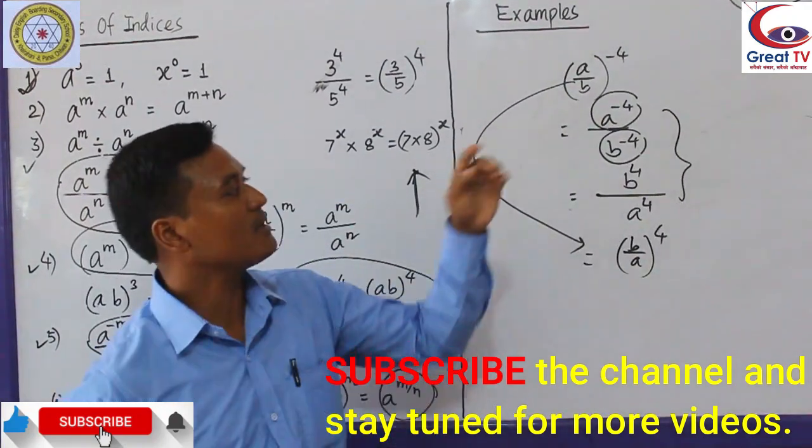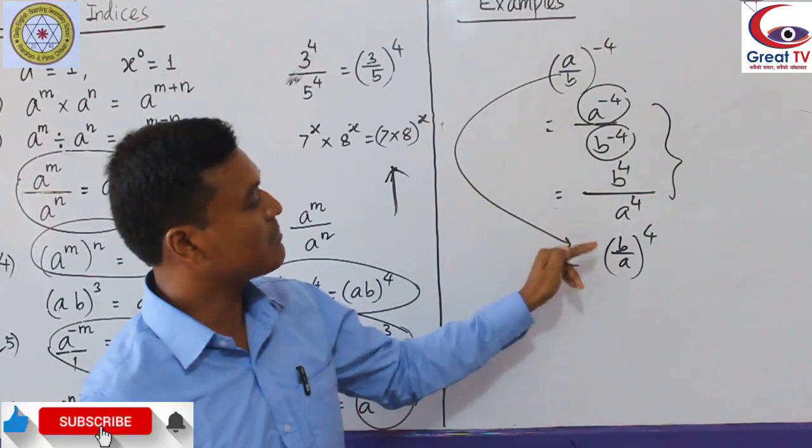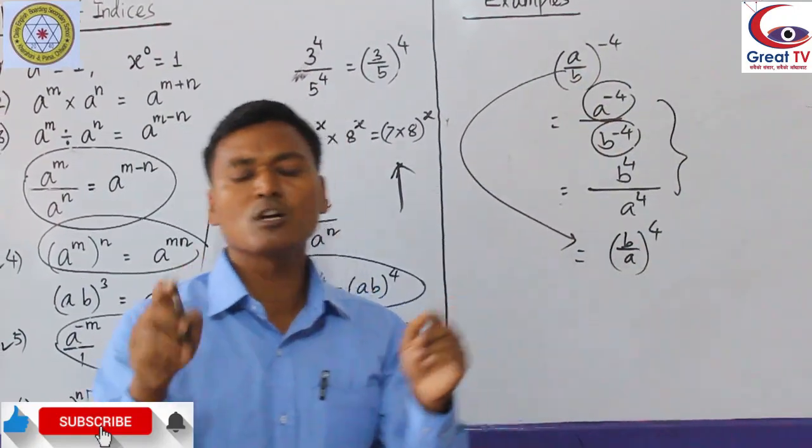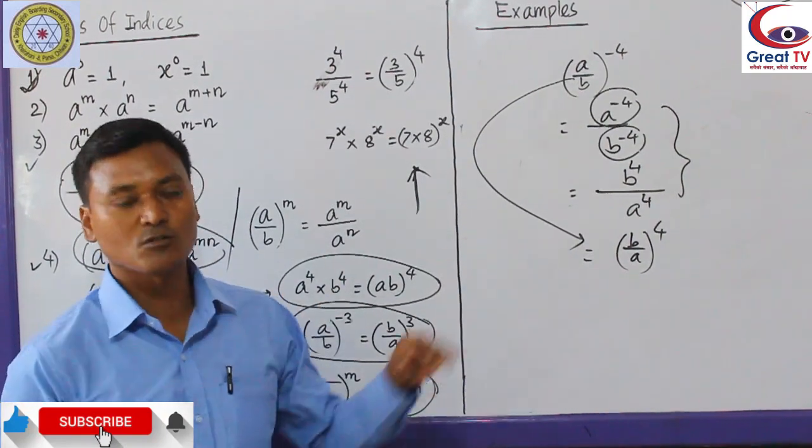What is the main concept? Just write the reciprocal of the base. A by b, just write b by a and change the sign of the power. And one more thing, some of you may get some confusion over here.